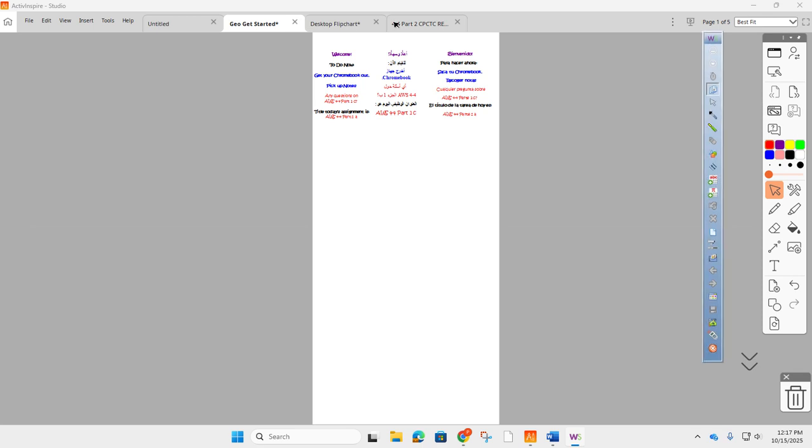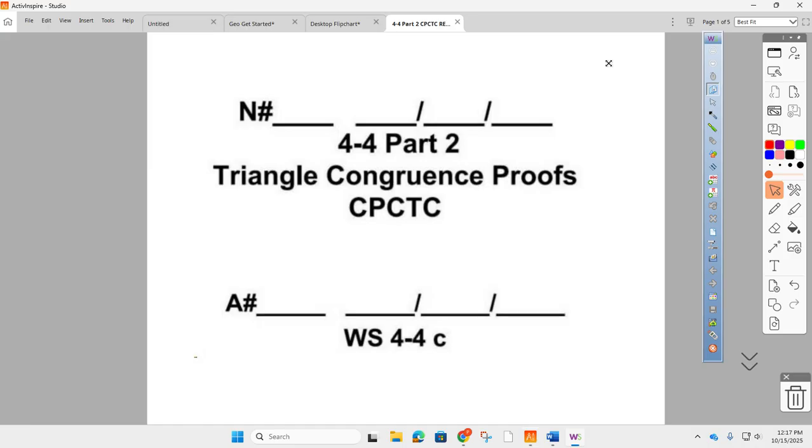Okay, so we are going to go ahead and get started. Today we are talking again about triangle congruence proofs. The last several days we've been proving that one triangle is congruent to another triangle, and that had to be our last statement, right? Today, we are going to prove that one triangle is congruent to another triangle, but we're going to use that to prove something else.